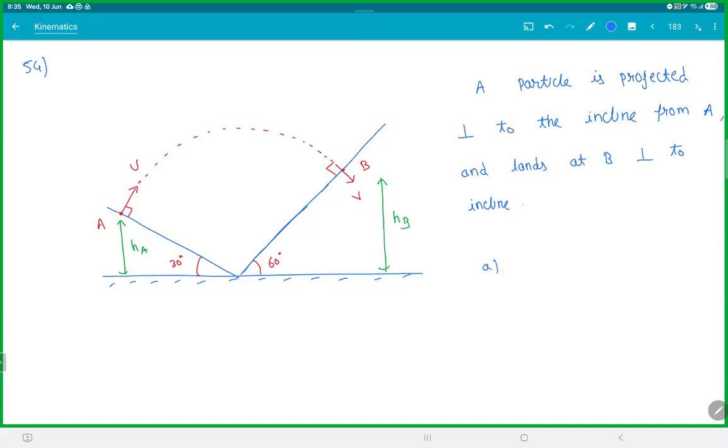So the value of u is given. The initial speed u is equal to 10 root 3 meters per second. This is the speed with which you projected. First thing, find V. V is the speed where it hits the incline there at B. Find time of flight. Time of flight means time taken to go from A to B. Find HA and HB. What is the height of point A and point B from the ground level?